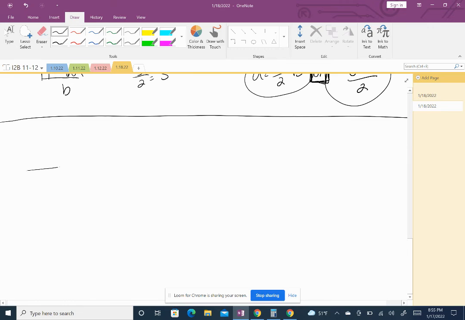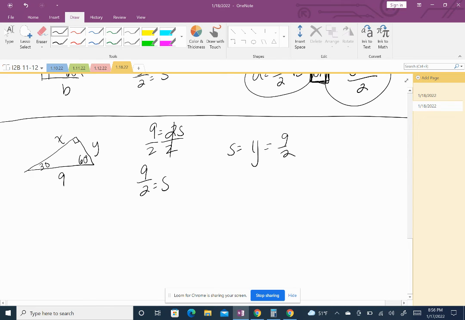Let's say we have something like that. And this is a 60-degree angle. And we know this is our 9, x, y. So we know our hypotenuse coming out is going to be 2s. So 9 is equal to 2s. Divide both sides by 2. 4.5. Actually, we'll leave it in that terms. 9 over 2 is equal to s. And so this is 90, this is 60. That means this has to be 30. So our y is equal to s, which is equal to 9 over 2. So we can leave it in that form.